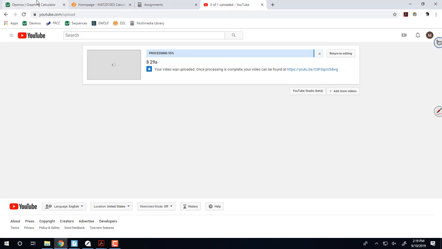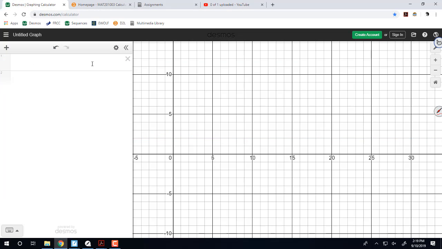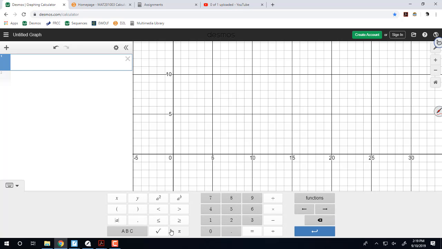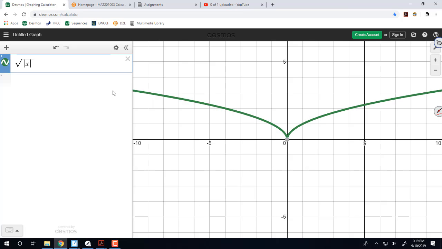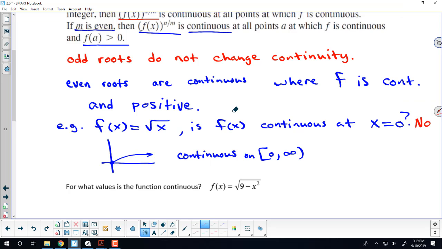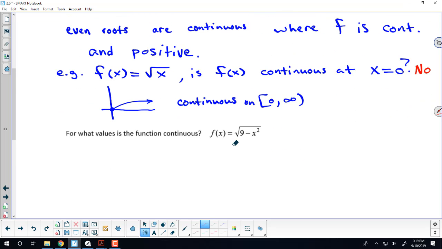So if we looked at a similar function but not quite identical, the square root of the absolute value of x, then we are continuous at 0. So it matters what's under the even root here. And so we're going to apply that theorem to the next example, where we're looking at the square root of 9 minus x squared.